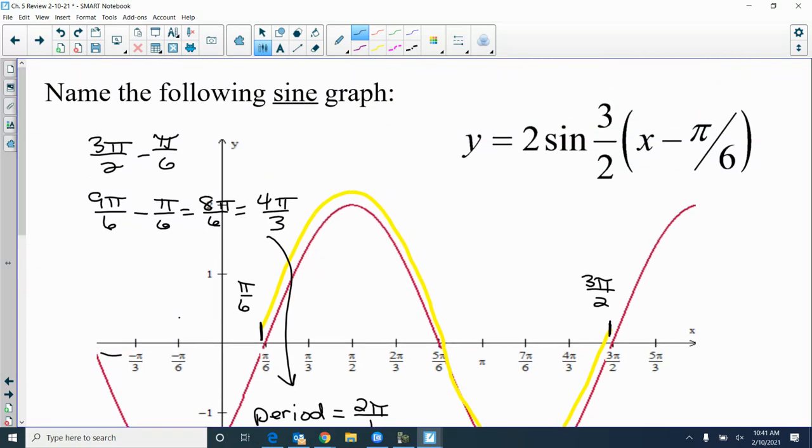The 2 is there because it's been stretched up, and it's been shifted right pi over 6, so it's going to be x minus pi over 6. Theoretically, you could graph that on your calculator to see if it matched up with what you thought it was. Okay, work on the rest of that review.